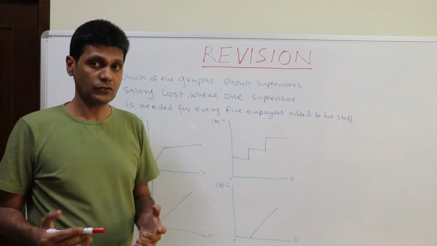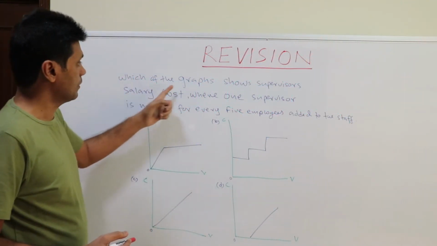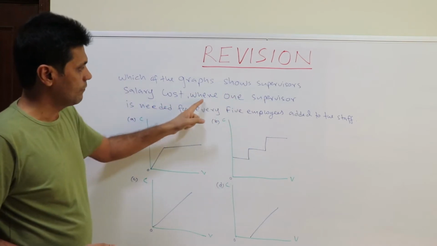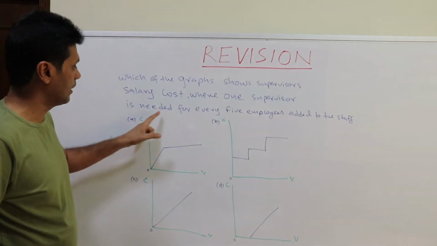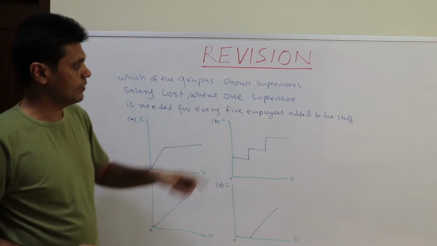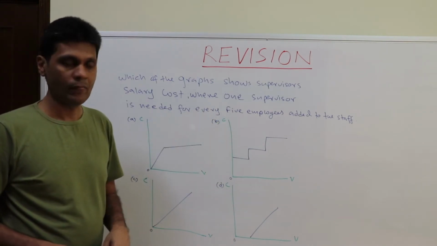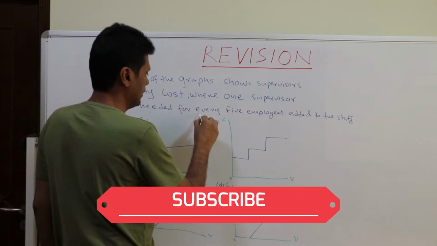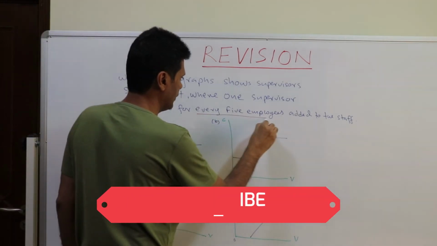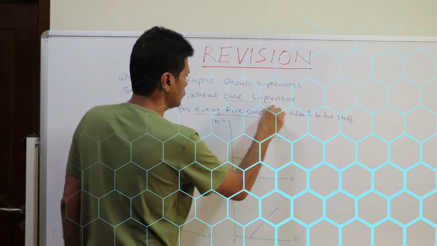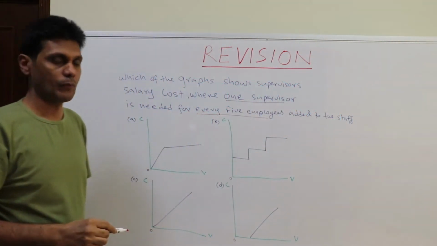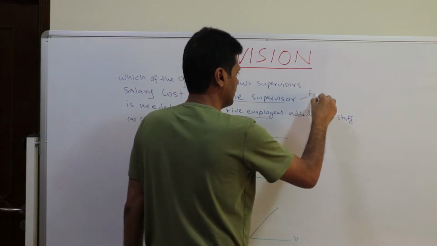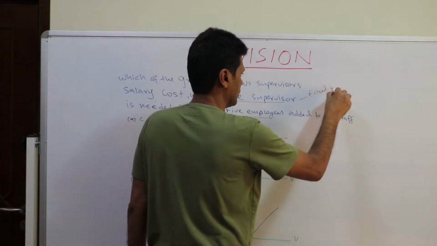So let's move on to the next question. Which of the graphs shows supervisor's salary cost where one supervisor is needed for every 5 employees added to the staff? So basically, for every 5 employees you need one supervisor. So basically the supervisor cost is treated as fixed cost.